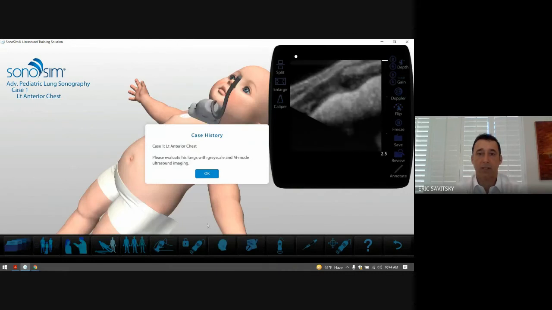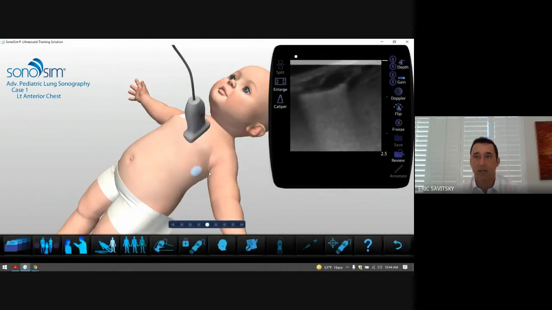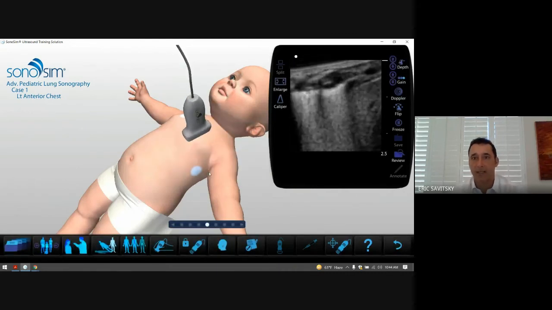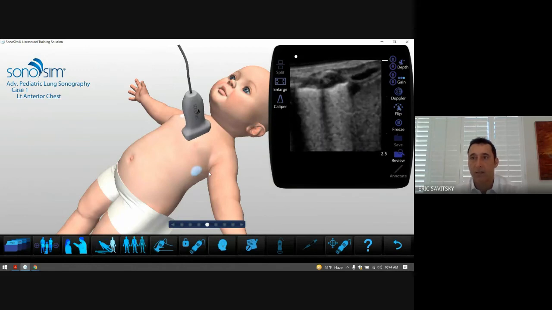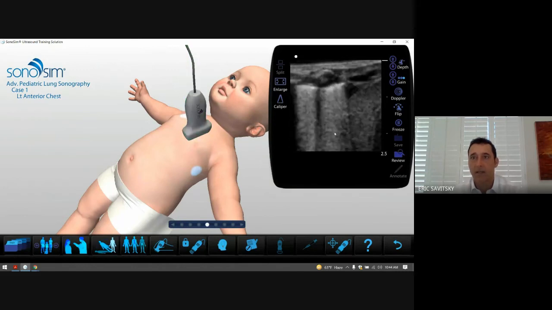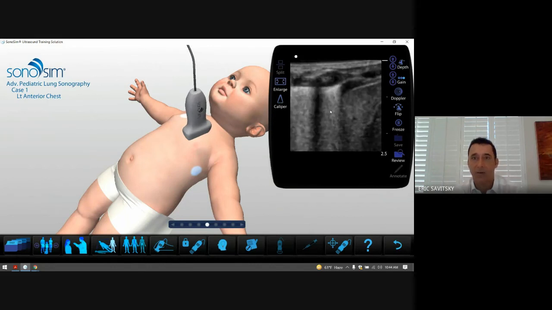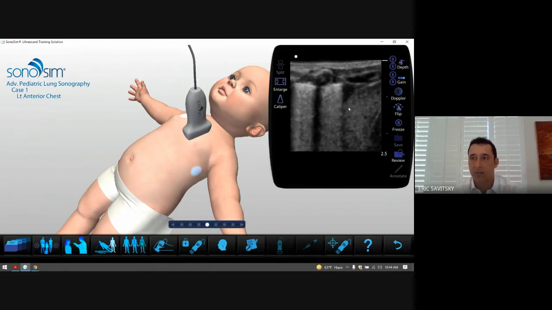Here, I'm going to go into the left anterior chest. I'm looking at the contralateral side. And as I look over here, once again, I see very, very dense consolidation. Looks like white lung appearance. And then down here, I'm starting to see most likely what looks like spleen.